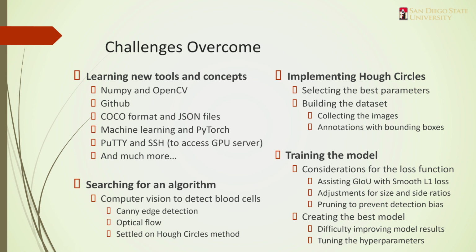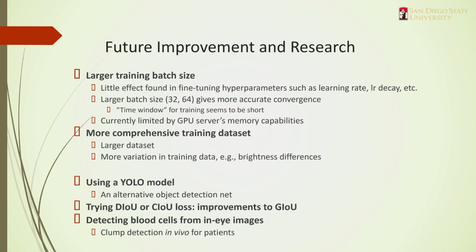Even more difficult was training the model. To create the best model, I had to make considerations for the loss function and tune the hyperparameters, and rely on a bit of luck for the initializations. For future improvement and research, I would like a larger training batch size. Larger batch size could give more accurate convergence, but this is currently limited by the GPU server's memory allocation abilities.